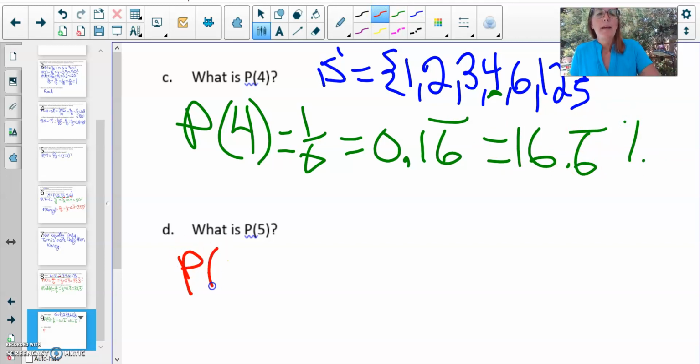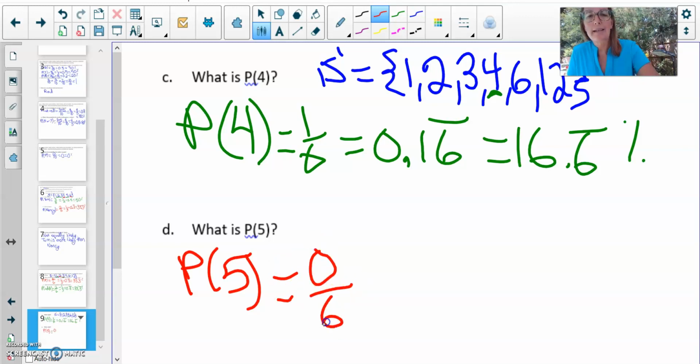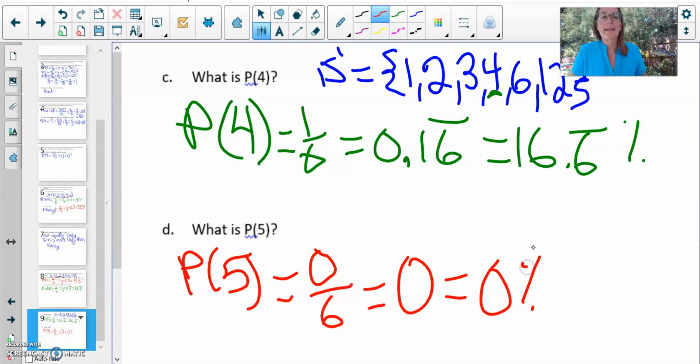And the probability of getting a 5, when I look through my sample space, there is no 5, so that would be 0 out of 6, 0, 0%. That is impossible to happen. It will not happen. I hope this video helps. Let me know if you have any questions. Thank you.